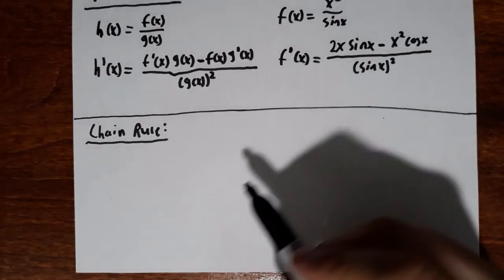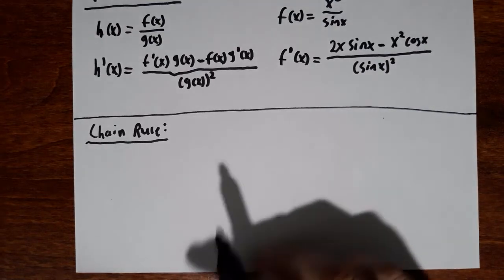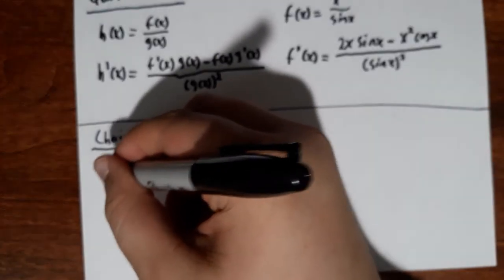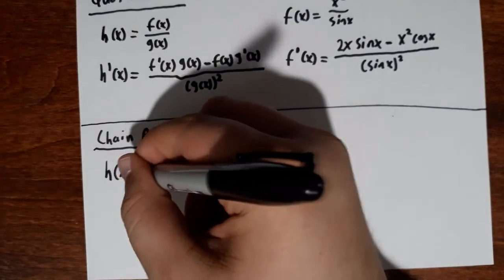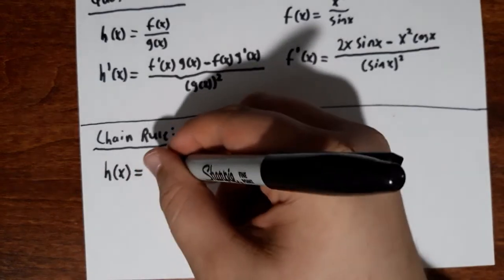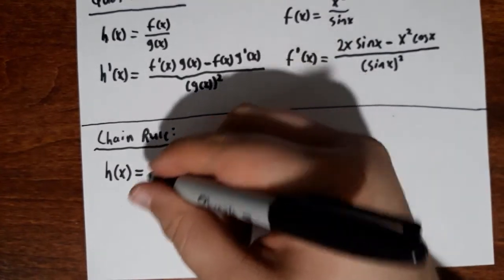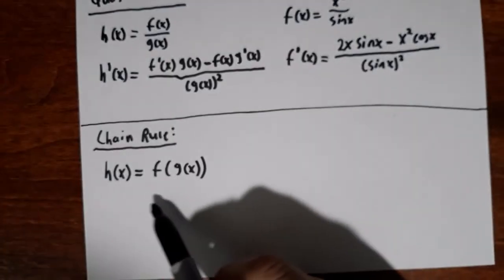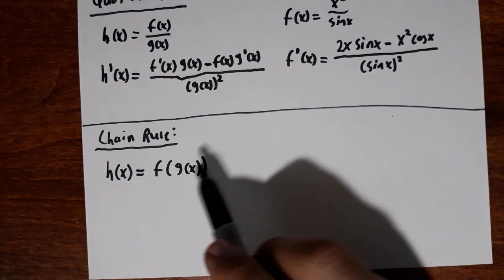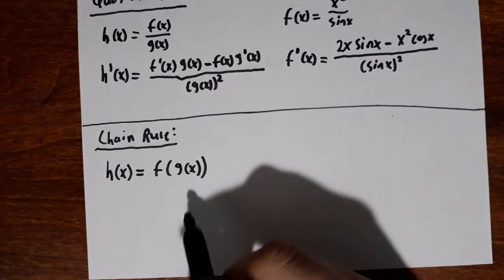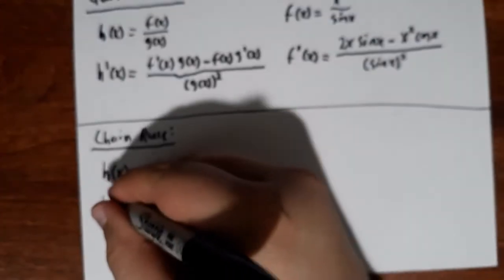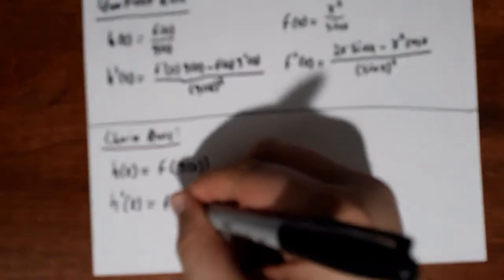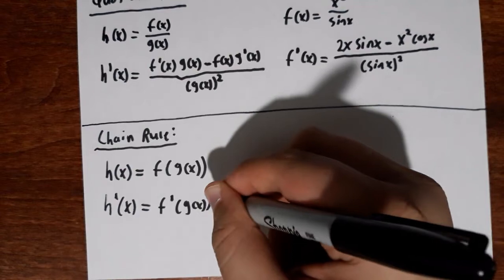The last and most complicated rule that we have to cover is called the chain rule. Now the chain rule takes the form of some function equals a function, but it's not to x. The function is actually to another function. So this function would be read as f of g of x. If you want to take the derivative of this, the derivative takes the form of f prime of g of x times g prime of x.